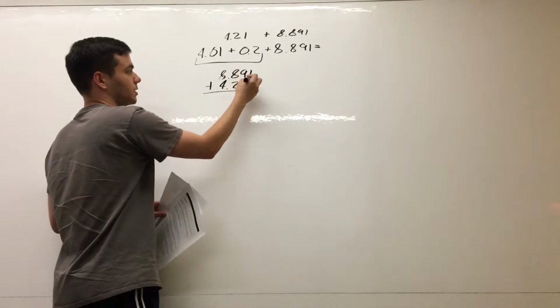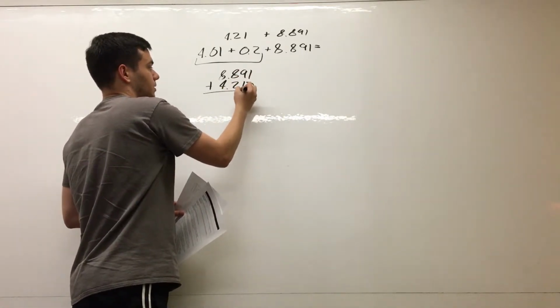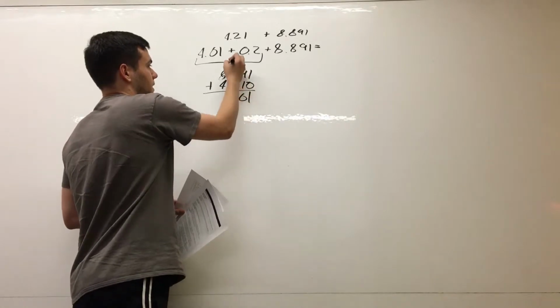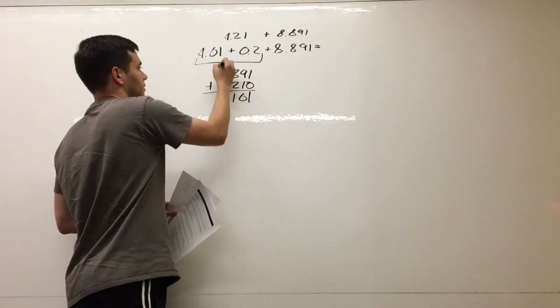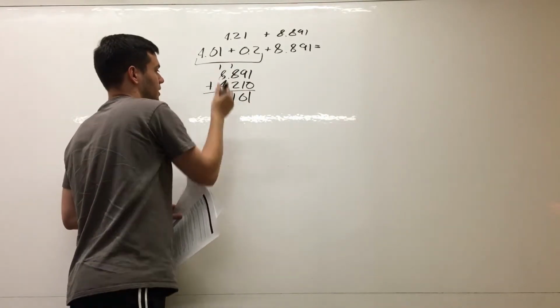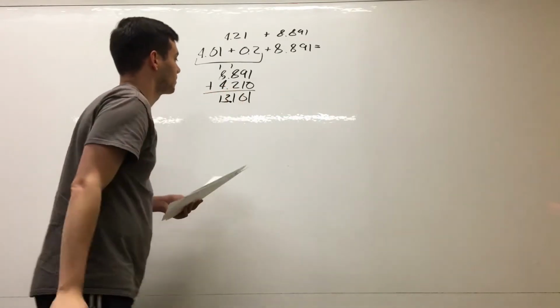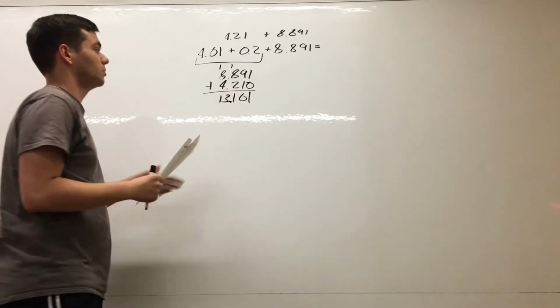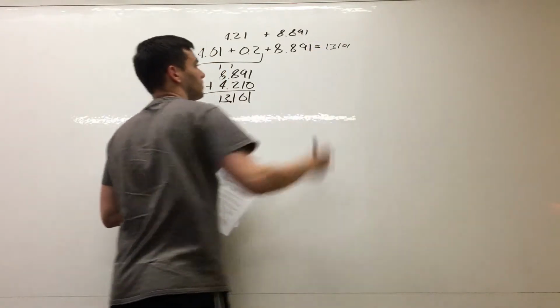And again, just put in a 0 for the extra space. So add like you normally would. 9 plus 1, that's 10. Put the 1 up here. 2 plus 8, that's 10. 11. 8 plus 4 is 12. Plus the 1 is 13. And the decimal point goes down here. So your final answer would be 13.101.